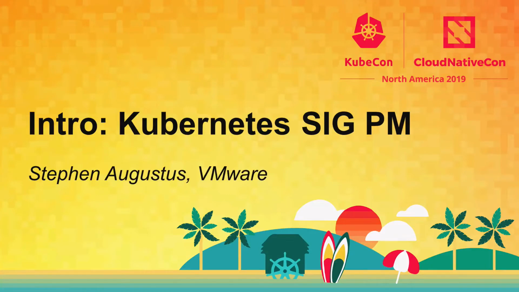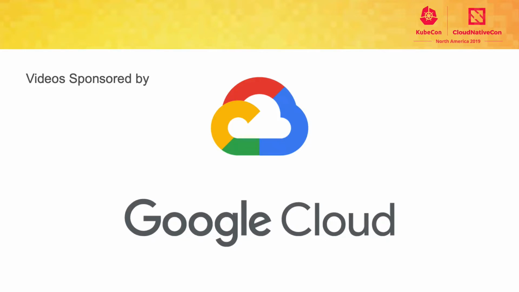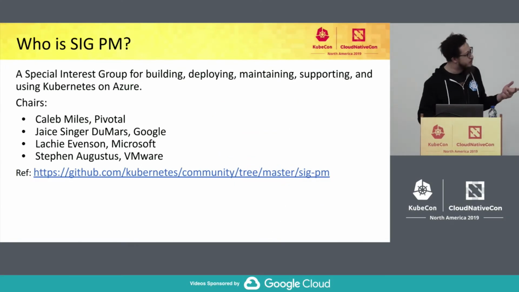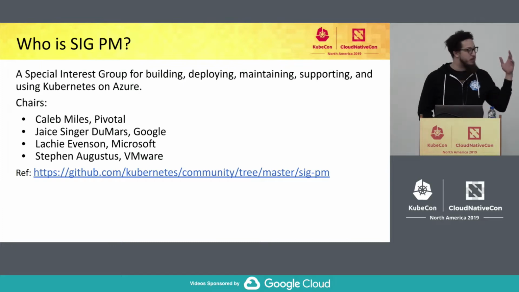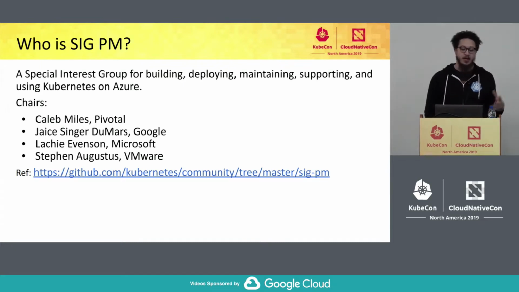So who is SIG PM? SIG PM is a special interest group that is dedicated to building, deploying, maintaining, supporting, and using... wow, that is the wrong line. Sorry. It is not dedicated to Azure at all. It's dedicated to the program, product, and project management processes that live within the Kubernetes community.